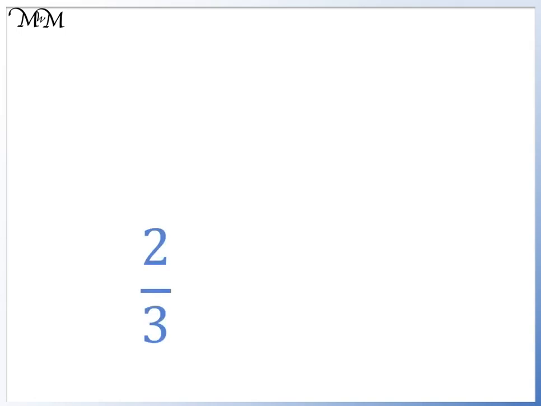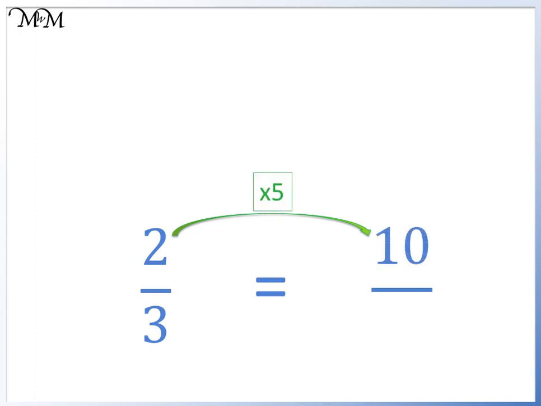Now we will make another equivalent fraction to 2/3, this time by multiplying by 5. We will start with the numerator. 2 times 5 equals 10. Next for the denominator. 3 times 5 equals 15. Therefore, 10/15 is equivalent to 2/3.